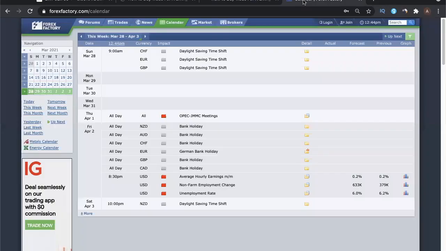Okay, so let's jump straight into the economic calendar for the week. Right now, it's the 28th of March and it's a Sunday. I'm recording this video on Sunday to give you the levels so that you can trade these levels during the new week ahead, which is the 29th of March. As you can see from the screen right here, there's going to be a lot of bank holidays next week. You have this Friday, a lot of bank holidays, and Monday to Wednesday there's pretty much nothing. And on Friday, we also have the NFP, non-farm employment change, and the unemployment rate.